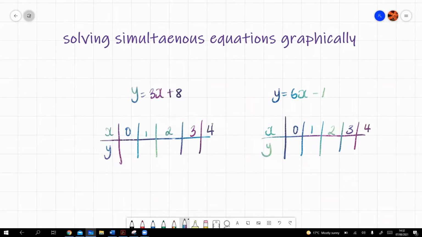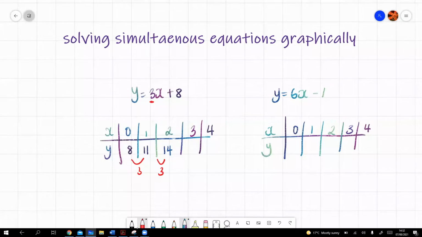The first one, y equals 3x plus 8. To work out y, I've got to do 3 times x plus 8. If my x is 0, 3 times 0 is 0, plus 8 is 8. Next one, when x is 1, 3 times 1 is 3, plus 8 is 11. When x is 2, 3 times 2 is 6, 6 add 8 is 14, and you can already see a pattern. What's the pattern between these numbers? Get a different color pen. You can see that's adding 3. That's adding 3. That's because the gradient of your line is 3, so the difference will be 3.